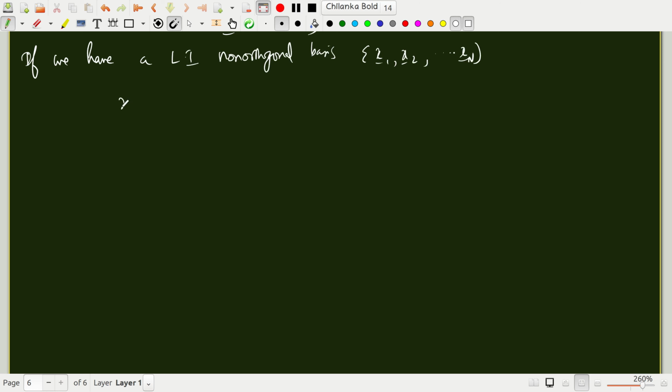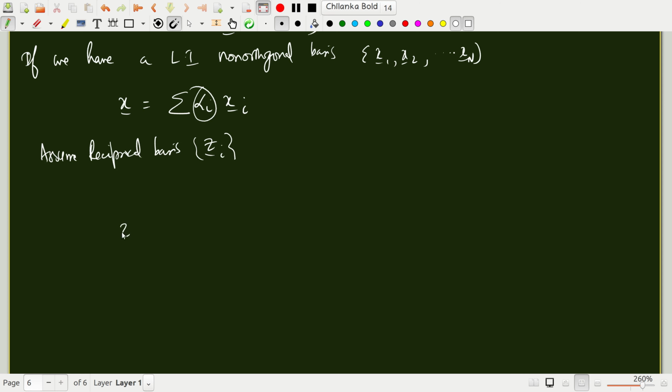Then since they are linearly independent, I can write any vector in terms of these vectors. Okay, now let's assume a reciprocal basis, the Zi's, a bunch of n vectors. Then how do I find the coefficients alpha i?